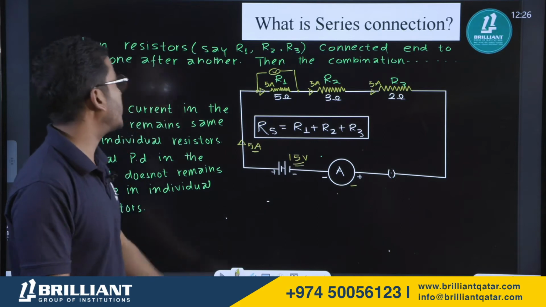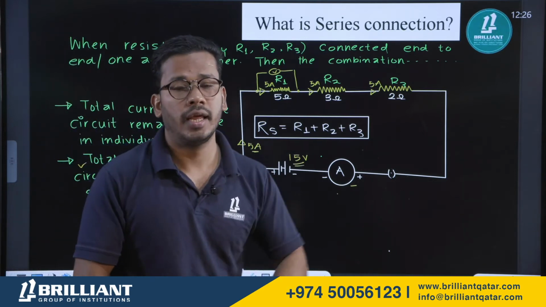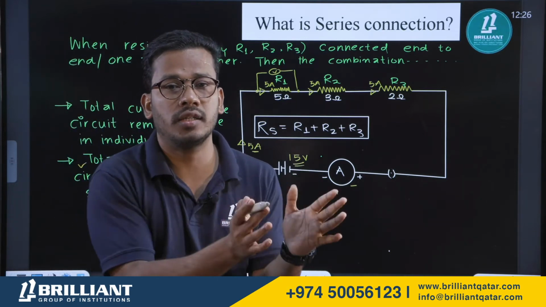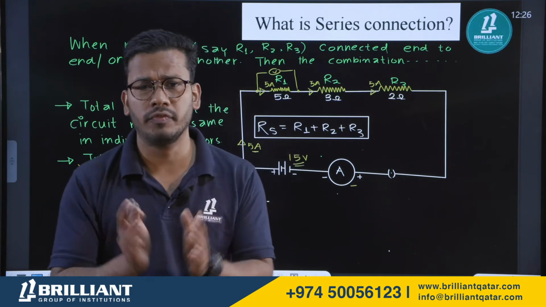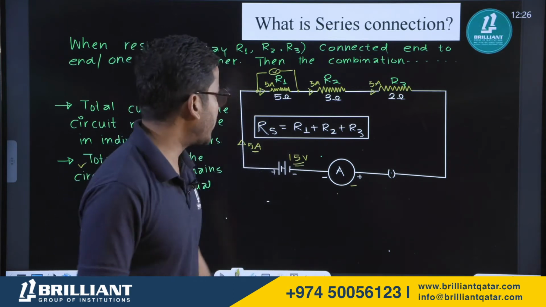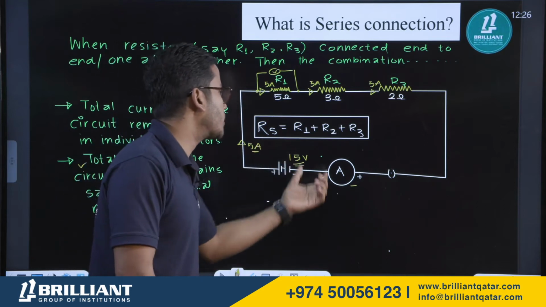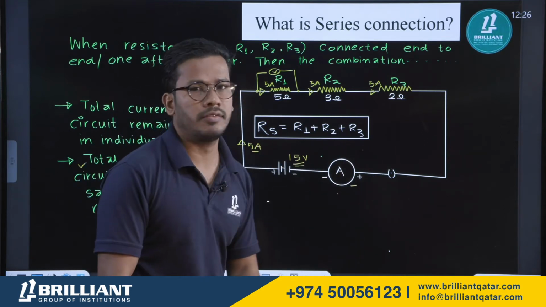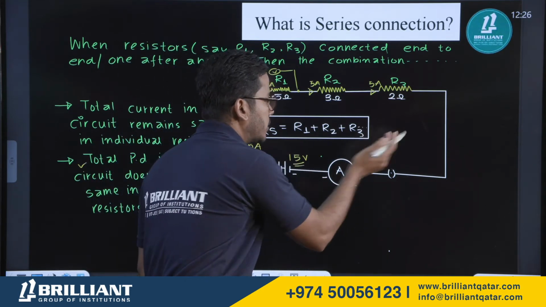What is a series connection? You're going to tell me that resistors are joined end to end, or one after another, across a circuit. Perfect. What is the next one? The next one is the total resistance. Rs is equal to R1 plus R2 plus R3 is the formula. So as many as you can connect.